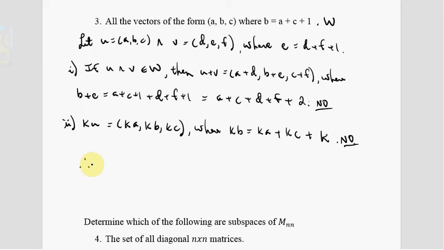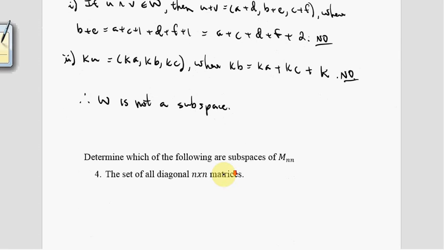Well, if that was indeed Ka plus Kc plus 1, then that would have helped us in terms of trying to form a subspace, but it still would not be a subspace because part 1 failed as well. So they both failed. So here W is not a subspace.